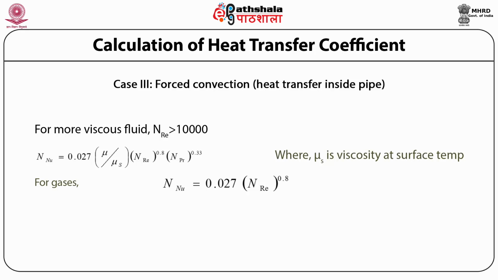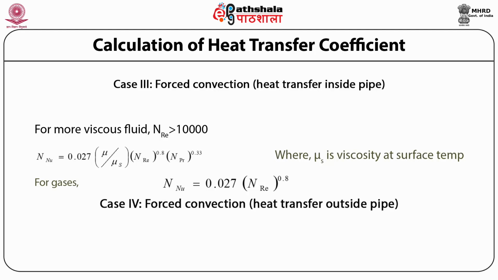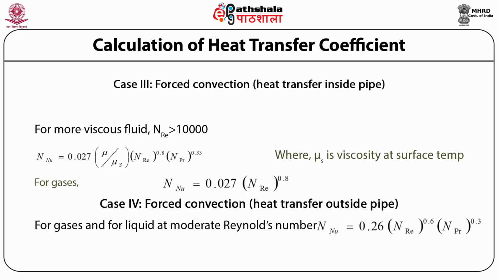We have discussed forced convection with the heat transfer inside the pipe. Now, in the same forced convection, we consider the heat transfer outside the pipe. What happens to the empirical equations? Now we'll see. For gases and for liquid at moderate Reynolds number, the Nusselt number will be equal to 0.26 into Reynolds number to the power 0.6 and Prandtl number to the power 0.3.